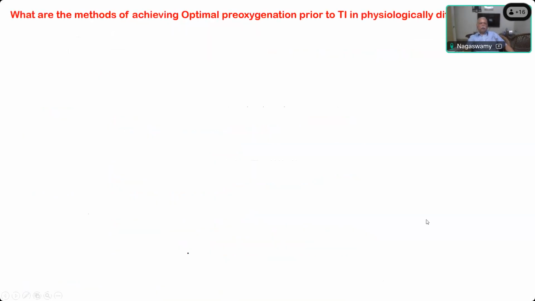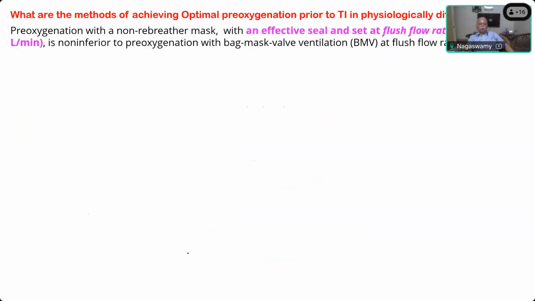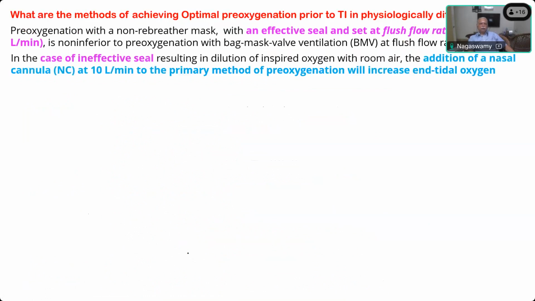What are the methods of achieving optimal pre-oxygenation prior to tracheal intubation in a physiologically difficult airway? For this, you first have to have an effective seal of the face mask that you use, and use a flush flow rate of 50 to 70 liters per minute. In case of ineffective seal, suppose a patient with a beard or a patient with facial trauma where you are not able to have an effective seal of the face mask, then you add a nasal cannula and also hold the mask. Through the nasal cannula, you continuously supply 10 liters of oxygen per minute.